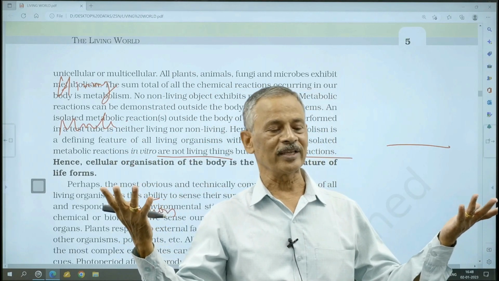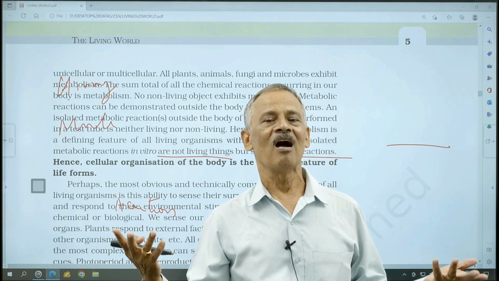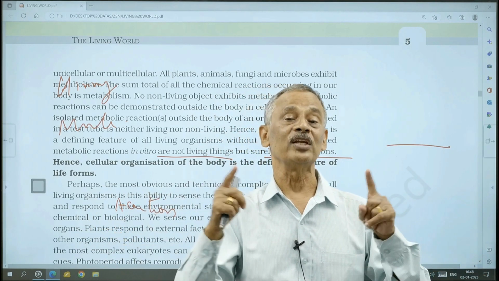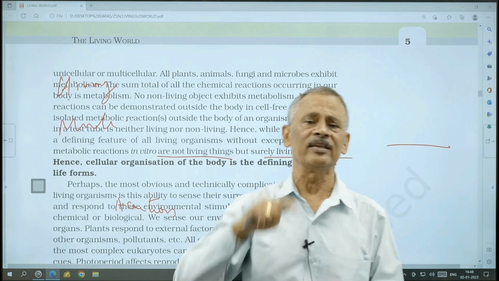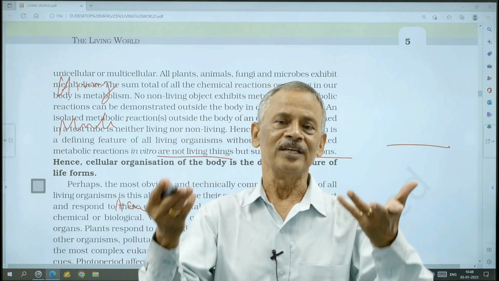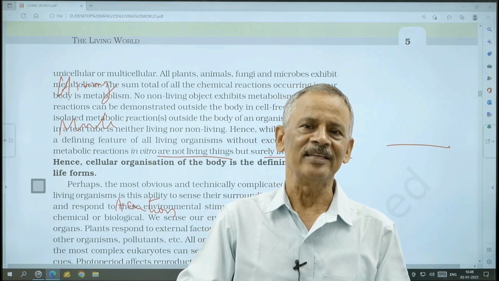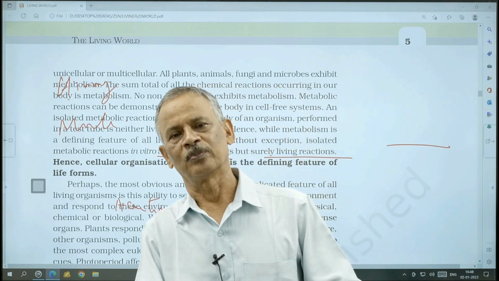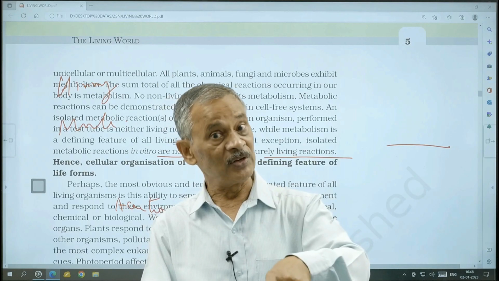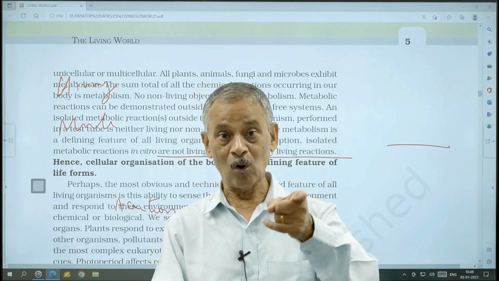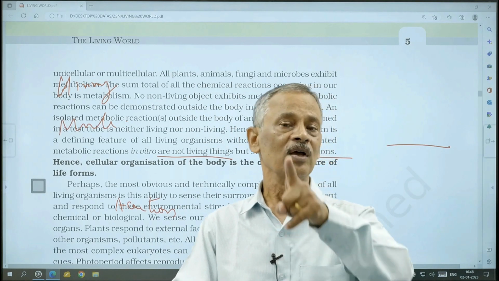When it is occurring in a cell-free system, we cannot say that metabolism is an all-inclusive defining feature occurring only in the body of living things, because inside the test tube it is going on. We are performing that reaction in the laboratory condition also. So metabolism is a defining feature of living things, but not an all-inclusive defining feature of living things.